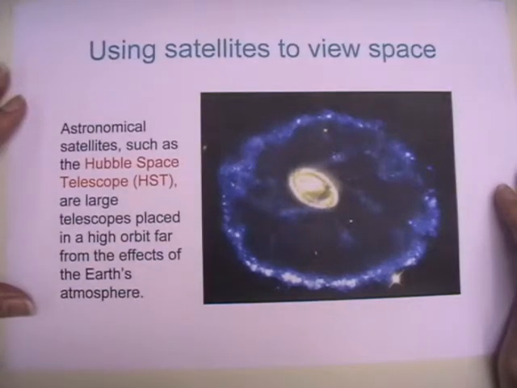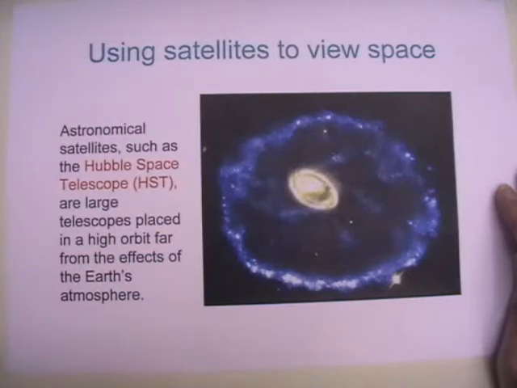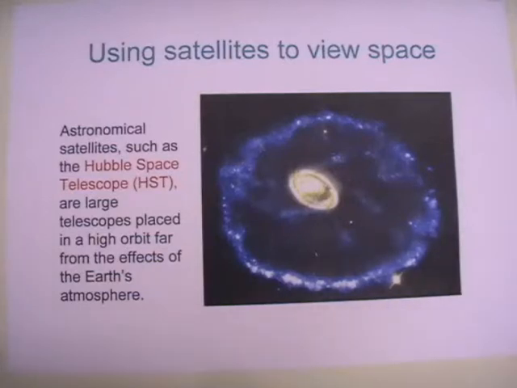Astronomical satellites, such as the Hubble Space Telescope, are large telescopes placed in a high orbit, far from the effects of the Earth's atmosphere. These satellites can see much further into space and give us images of stars and galaxies many light years away, something like this Cartwheel galaxy.